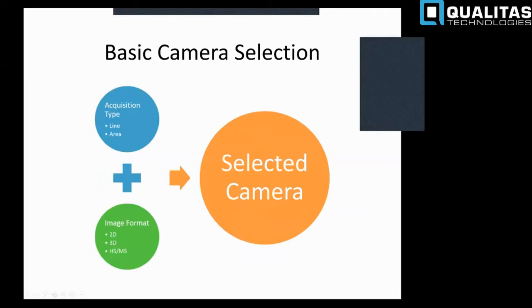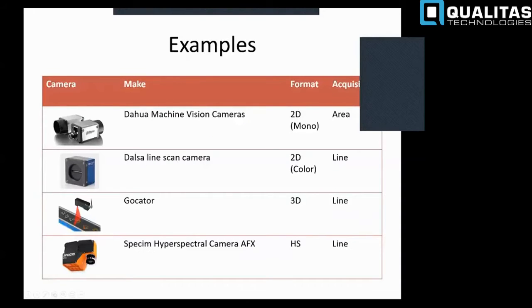So these two parameters dictate the camera to be selected for your application. In other words, what is the acquisition type, line scan or area scan? What is the image format? And then that will tell you which camera to use. So let's take a few examples. If you have a 2D camera format and you want an area scan application, then you can just use any standard machine vision camera like Dahua, Basler, or there are multiple types of camera vendors that are present. On the other hand, if you want a line scan acquisition type, but you still want a 2D image, you can use a line scan camera.